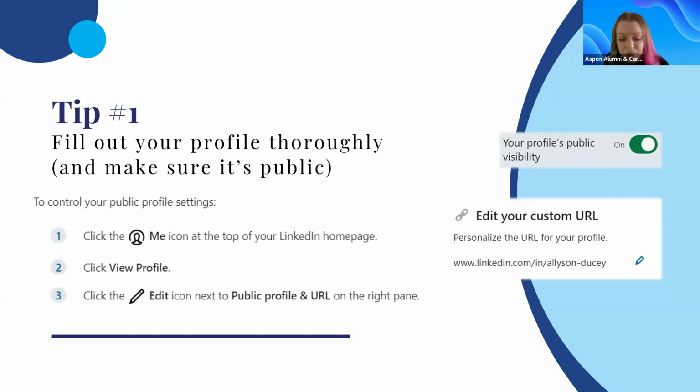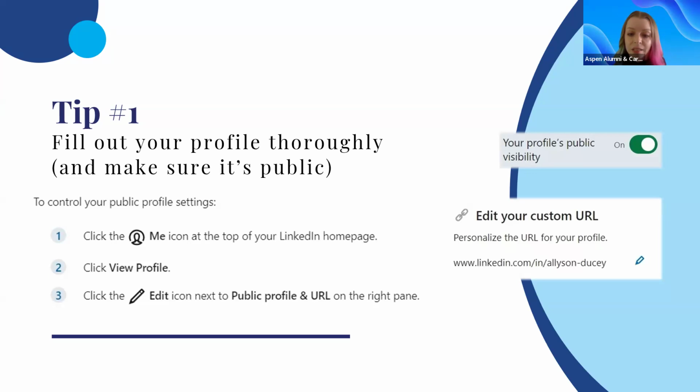Perhaps unlike other social media platforms, you do want to be seen on LinkedIn. To control your profile's visibility settings, click on the Me icon along the top of the page, and then View Profile, and then click on the Edit icon to the right of where it says Public Profile and URL. There, you can make sure that public visibility is toggled on, and you can also customize which sections are public if you want to.